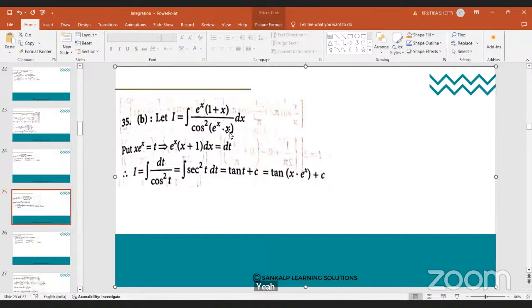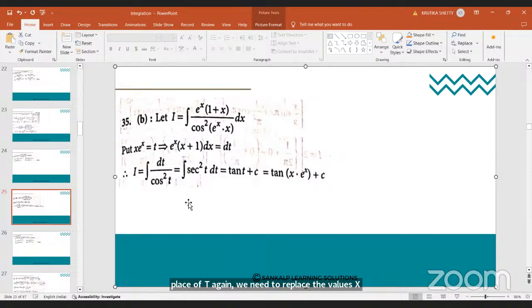So see what we are doing here, we are making use of the substitution method. So e raised to x into x, we are substituting it as t, so x e raised to x is equal to t, and its derivative will be 1 e raised to x as it is, next x as it is e raised to x, dx is equal to dt. On simplifying we get I is equal to dt upon cos square t, and we know the reciprocal of cos square t is sec square t, and the integral of sec square t dt is tan t plus c. So in place of t again we need to replace the value x e raised to x plus c.